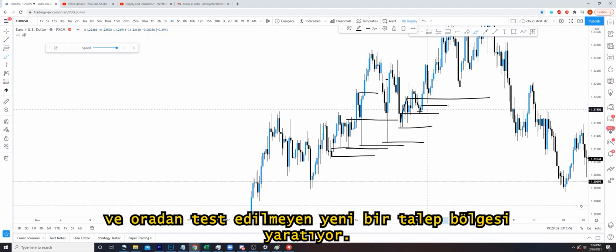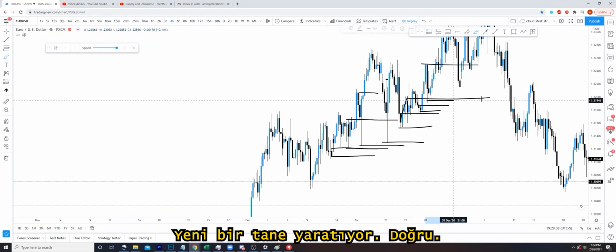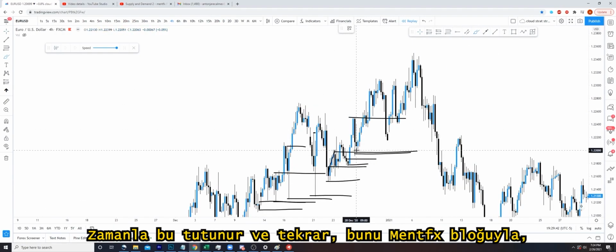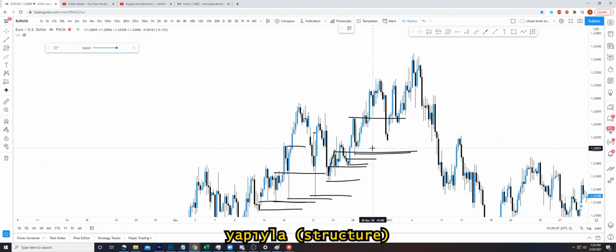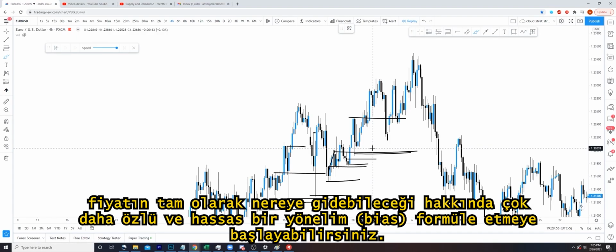And from there it creates a new demand zone that does not get tested. However, areas higher from a higher time frame demand zone get tested here, create a new one, right? And as you can see, we can follow this up with demand zone 2.0s that hold over time. And again, once you start to merge this with the MentaFX block, with structure, and with candlestick structure and validation, you can begin to formulate a much more concise and refined bias about where exactly price may be heading.